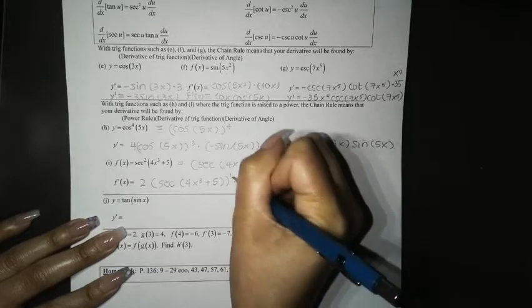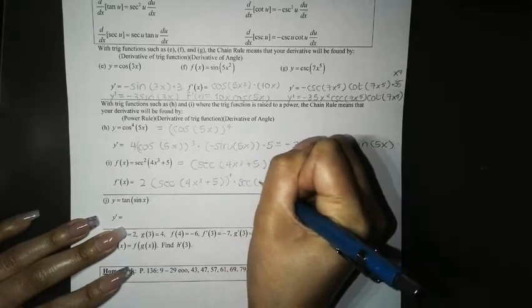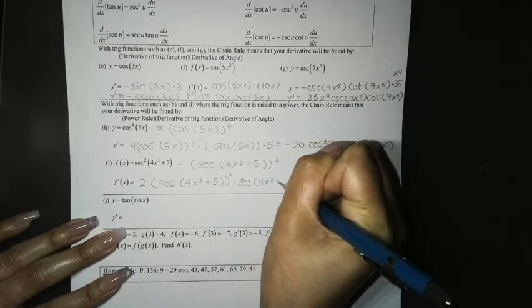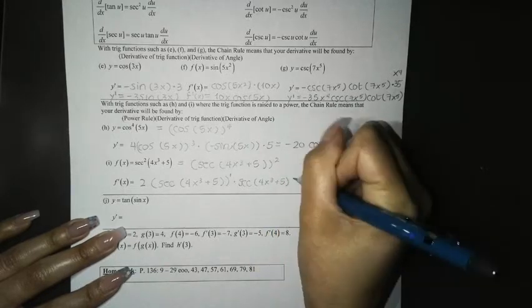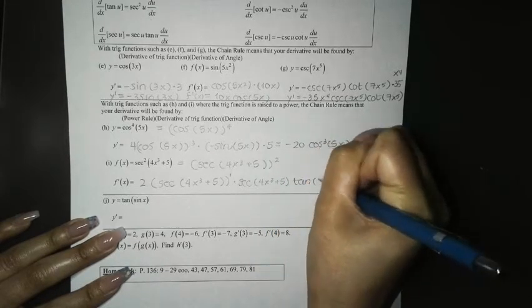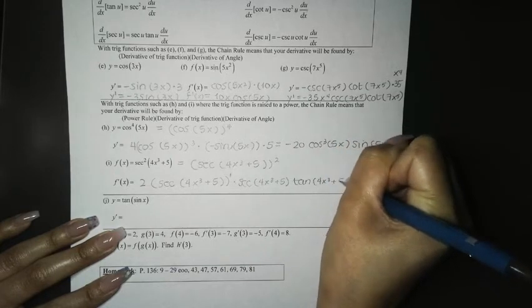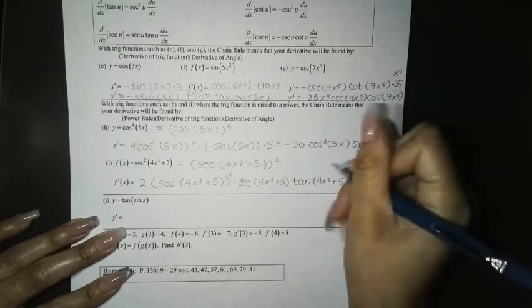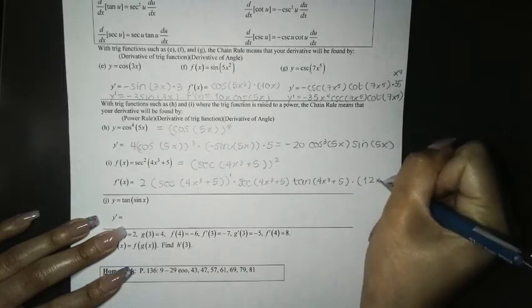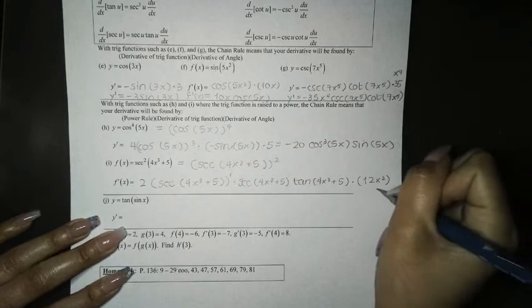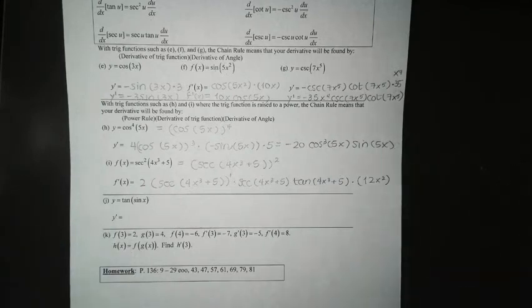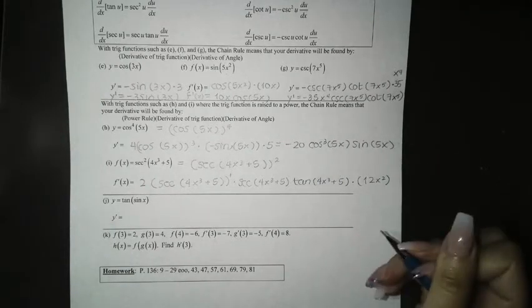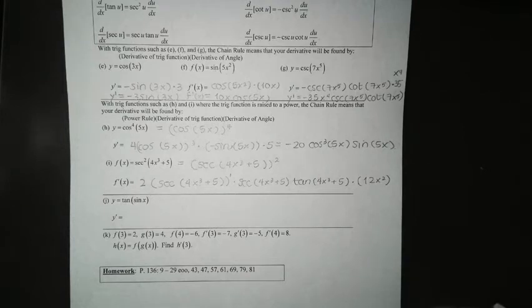You know that the derivative of the secant is going to be secant of 4x cubed plus 5 times tangent of 4x cubed plus 5, times the derivative of the inside, which is going to be 12x squared. So that's what you have for this one. I would just leave it like that.